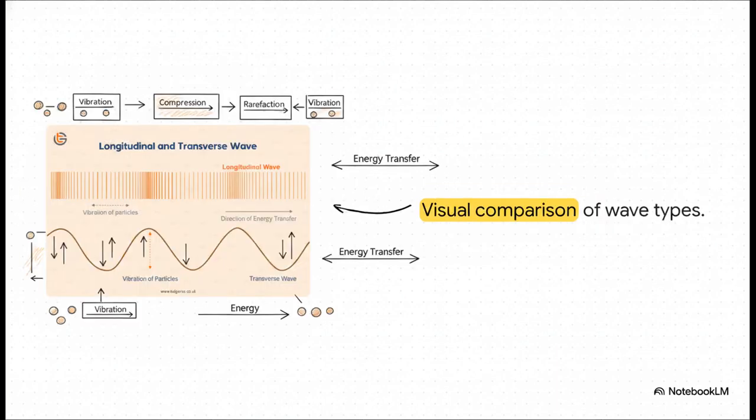Seeing these two waves side by side really brilliantly illustrates the difference, doesn't it? On the top, you've got the longitudinal wave, with its back and forth parallel particle vibration creating those compressions, and on the bottom, the transverse wave, with its up and down perpendicular vibration creating crests and troughs. Seeing them together like this really cements the difference between the direction the energy is transferring and the direction the individual particles are actually vibrating.